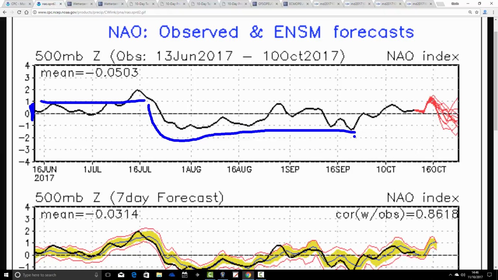So it is quite unusual to get the two indexes going out of sync with one another over such a long time. They can do so over a few days, a couple of weeks of course, but that's quite a protracted period where the two indexes were out of sync, which as I say is quite unusual. The latest though, we get to October and the NAO goes positive, so now we have got the two indexes in sync with one another.